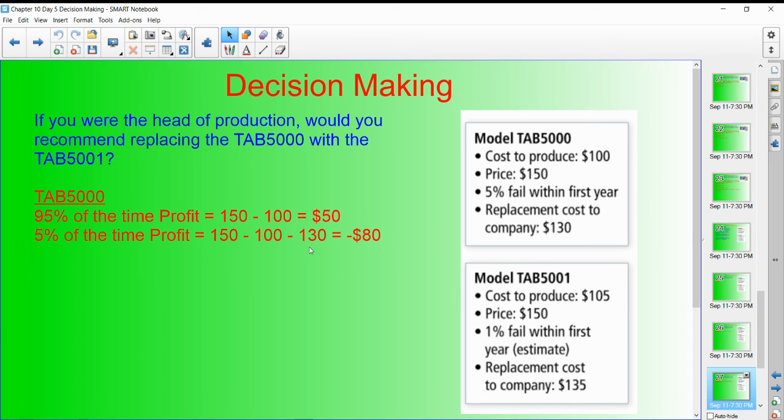Now I can do expected value for this. 95% of the time I make 50, 5% of the time I lose 80. I still expect to make a profit of $43.50 per unit. Now the Tab 5001, if you'd like to go do the expected value, by all means do it. If not, I'm just going to show the answer.